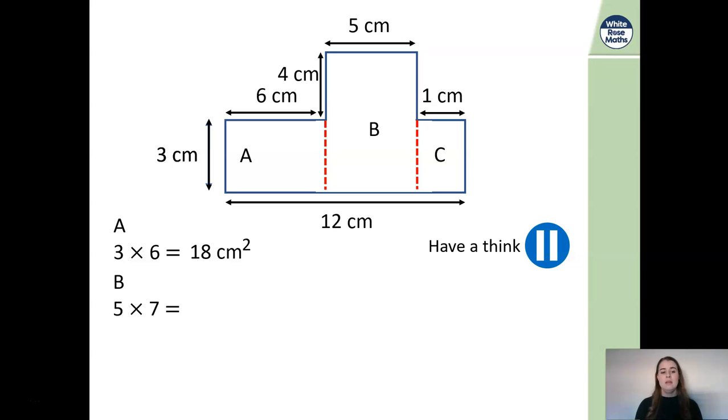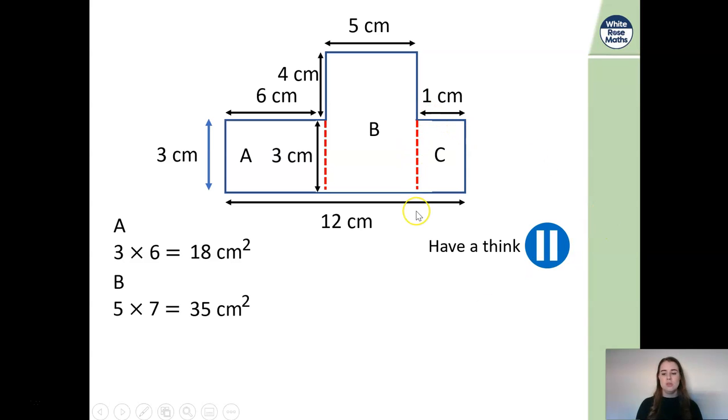We know that B is going to be 5 times 7. Now, where have I got the 7 from? We need to look at the lengths of the shape that's already here and on here as well. So if we move the 3 centimetres across, all we have to do is add the 4 and the 3 together, and that's how we get the 7. So 5 multiplied by 7, we know is going to give us 35.